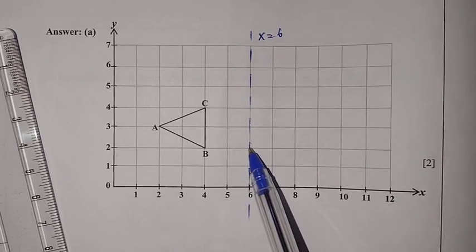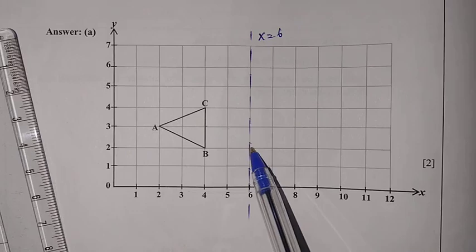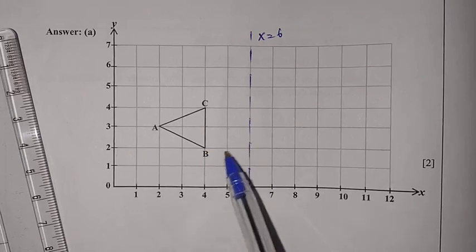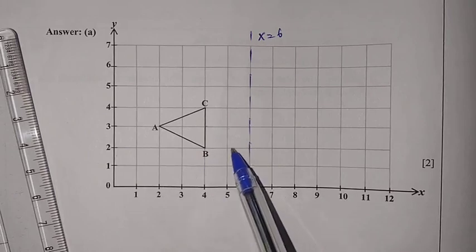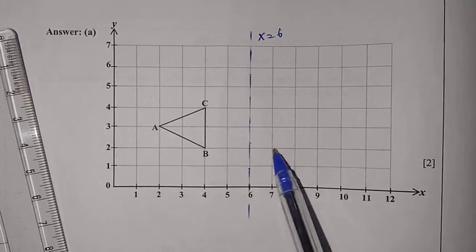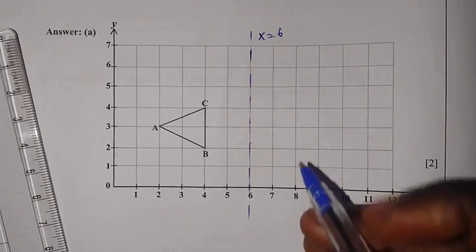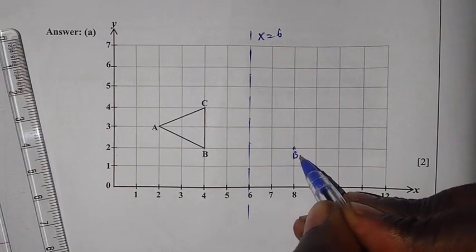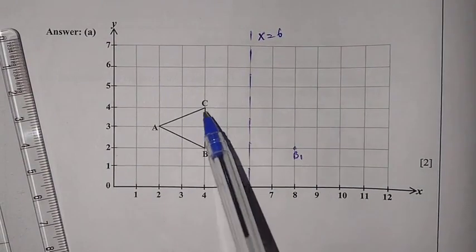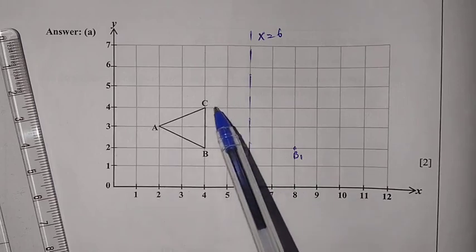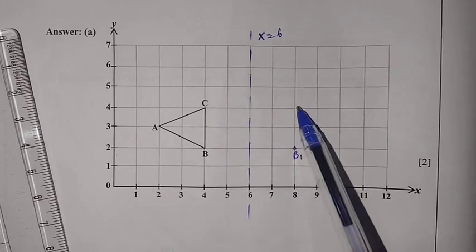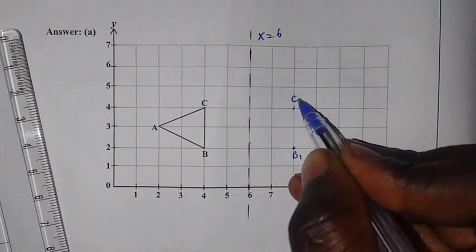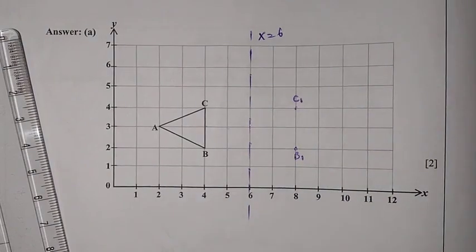From this mirror line, x equals 6, to get to B, how many steps are there? Count 1, 2. So you come here, count 1, 2. This is where we are going to have B1. Then you come to this one also, count from here 1, 2. So you come here, 1, 2. This is where we are going to have C1.